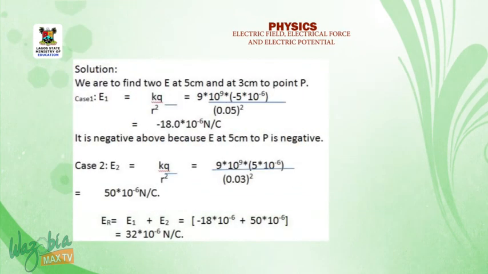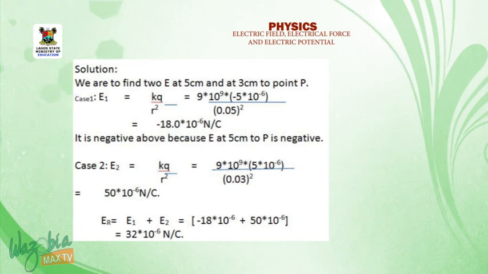Solution. We are to find E at 5 centimeter and then at 3 centimeter to point P. Now, case 1, E1. E1 will be K Q over r squared, that is, that of 5 centimeter, that of the negative charge to P. That will give us 9 times 10 raised to power 9 times (minus 5 times 10 raised to negative 6) all over (0.05) squared, where we have converted the 5 centimeter to meter. The answer for E1 is minus 80.0 times 10 raised to negative 6 newton per coulomb.